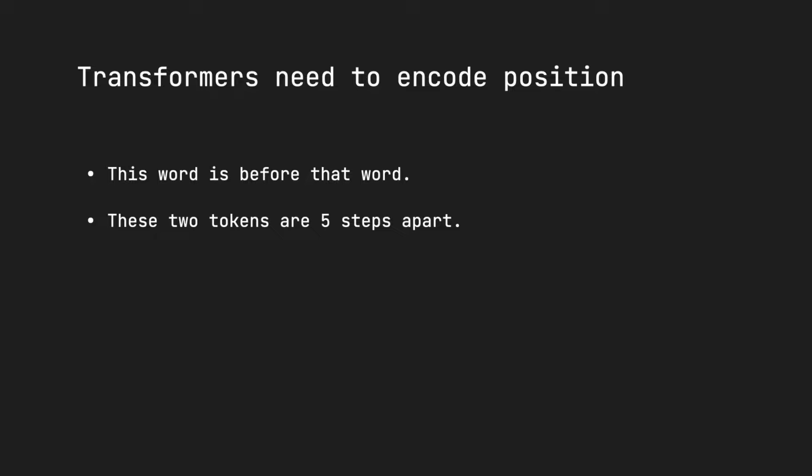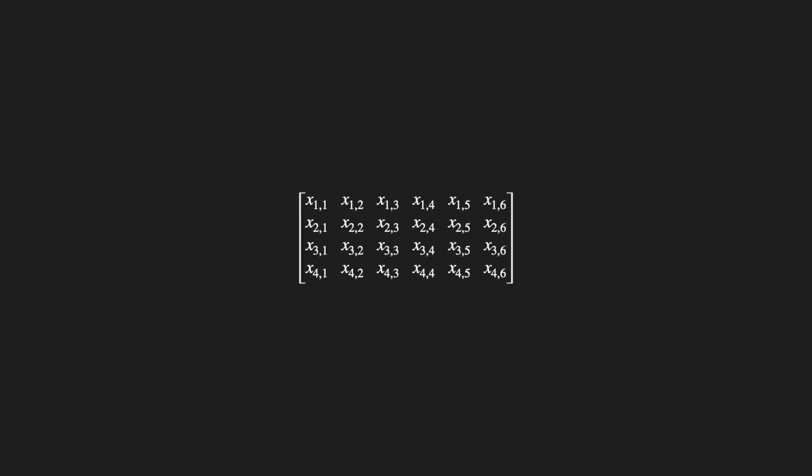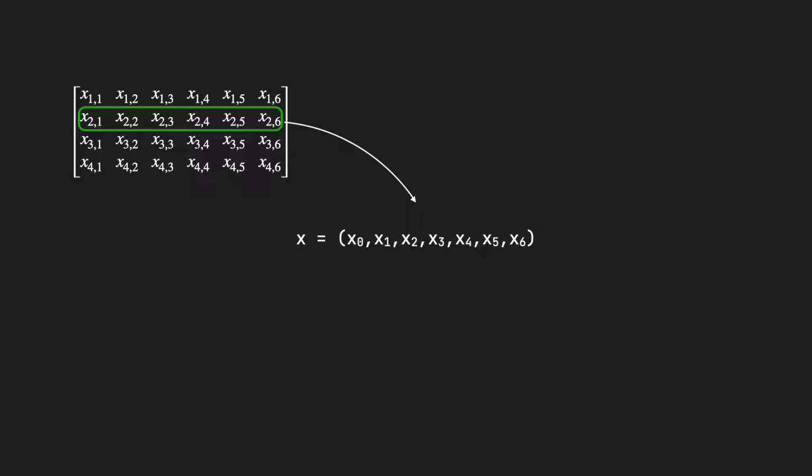And this allows me to answer questions such as this word is before that word, or two tokens are 5 steps apart. So let's look at what I mean by that. Imagine you have an embedding matrix like this. So you have a set of vectors like this, and what RoPE does is that it slices this vector into pairs, into two-dimensional spaces.